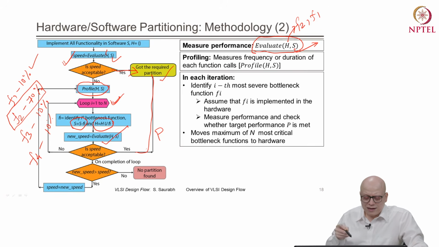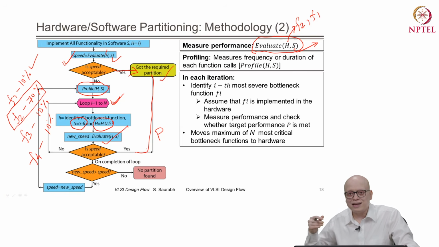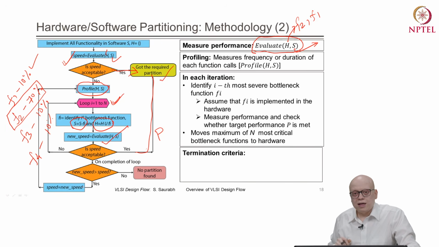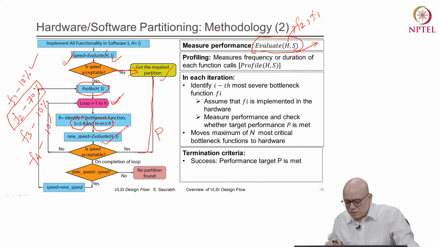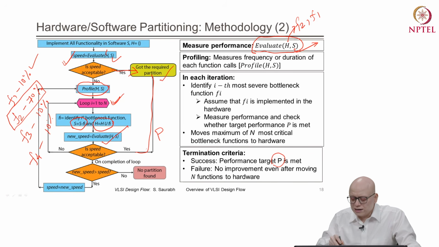In doing this n times, either we get the required partition because the performance of the system improves to such an extent that it crosses the threshold P, or it may not deliver sufficient gain, and then we need to iterate. The iteration terminates when we are able to achieve the target P. That is one criterion for terminating the algorithm. The other terminating criterion is that there is no improvement even after moving n functions to the hardware.